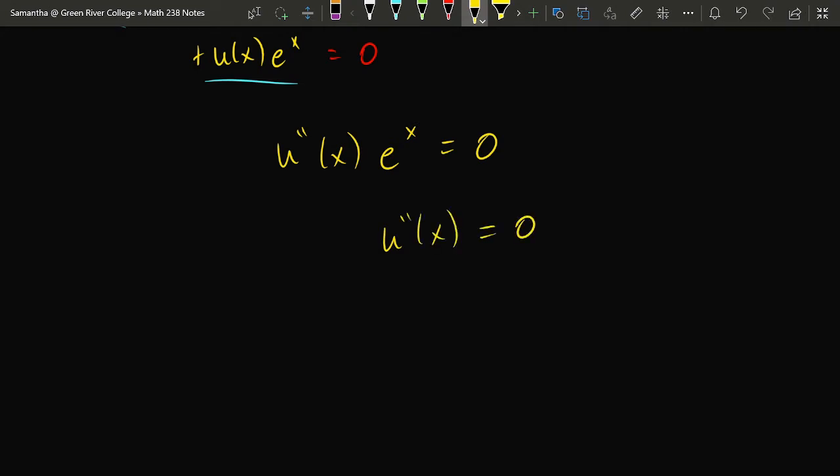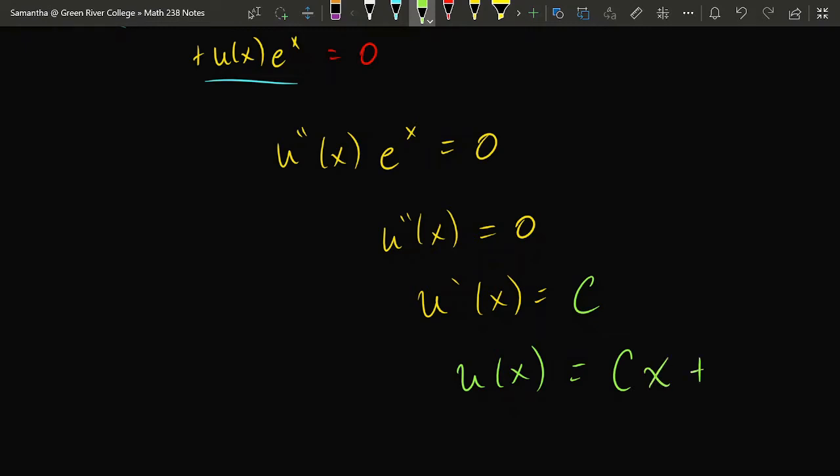So what does that imply about the function u? That the original function u must be equal to that constant times x plus some other constant. Maybe I'll call it capital D. So because the second derivative was found to equal 0, the original function has to be linear.